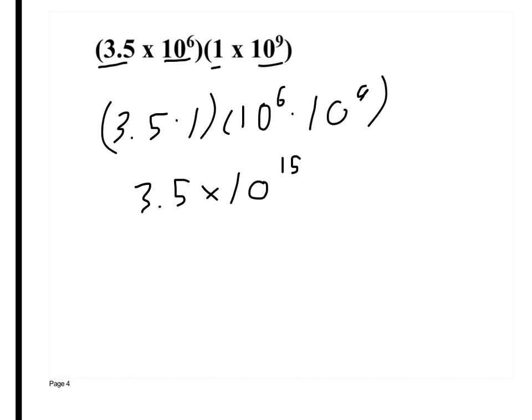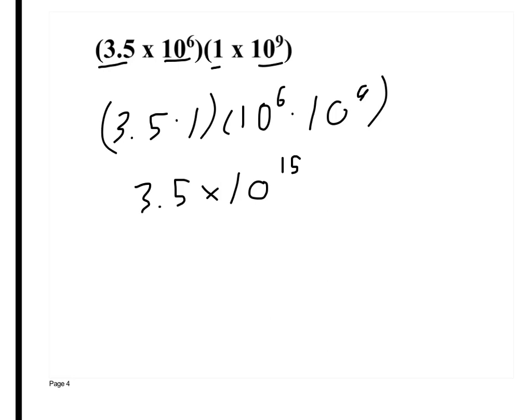Now, okay, make sure you're paying attention. This says write in scientific notation. Is this in scientific notation? Yes, it is. And we know it's in scientific notation because it has the first number with a decimal behind it. There's always a decimal in the first number.